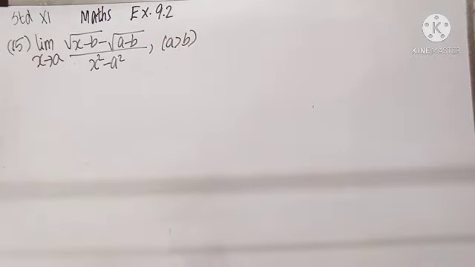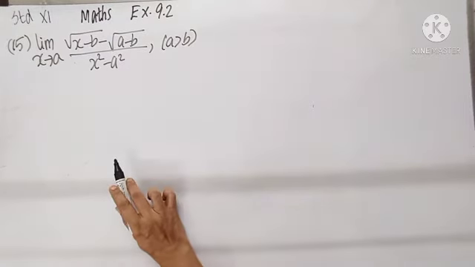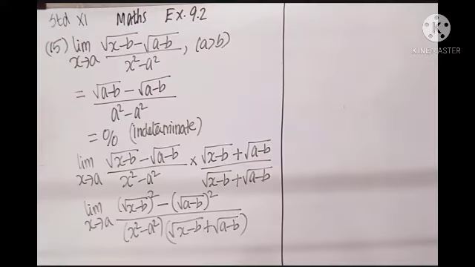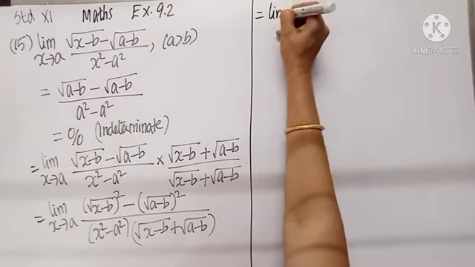Question number 15. Limit x tends to a, root of x minus b minus root of a minus b by x square minus a square. As we apply the limit x tends to a, we get 0 by 0, which is indeterminate form. So let us multiply by the conjugate and divide by the conjugate. As earlier, the numerator is in (a plus b)(a minus b) format, so let us put a square minus b square. So the numerator is root of x minus b the whole square minus root of a minus b the whole square. As we simplify, we get limit x tends to a.